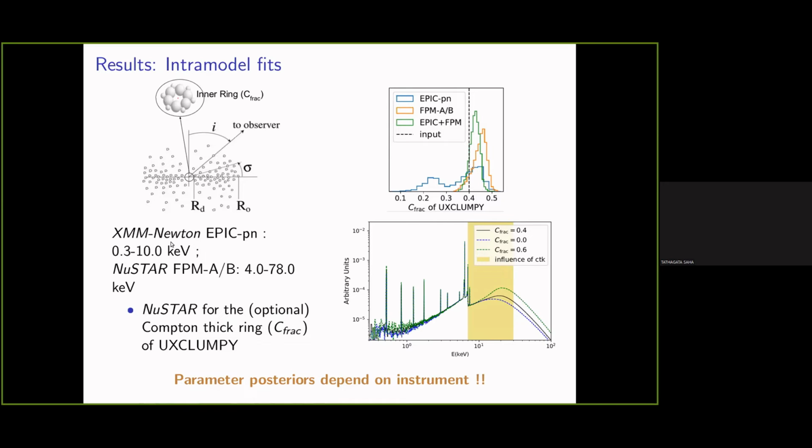So again, coming back to the XMM and NuSTAR energy ranges. XMM is generally towards the softer X-rays, and NuSTAR is mostly towards the harder X-rays. The effect of this Compton-thick ring is generally seen in the harder bands. So it's basically covered by NuSTAR, and that's exhibited by the posteriors. So you need to choose your instrument carefully when you try to measure something like this.